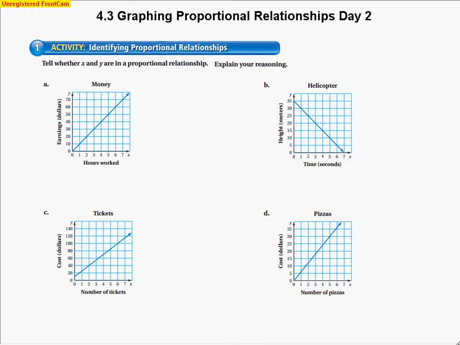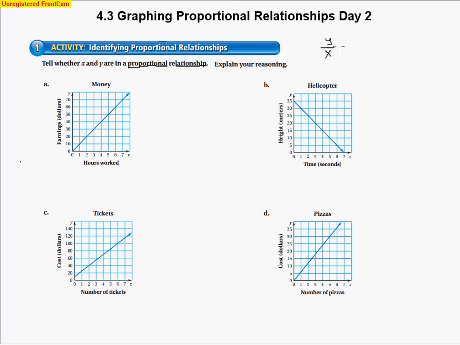This is day 2 on graphing proportional relationships. We looked at these concepts yesterday, and what we ended up noticing about proportional relationships is that something needs to be in proportion. Proportion means that we have two fractions set equal to each other.